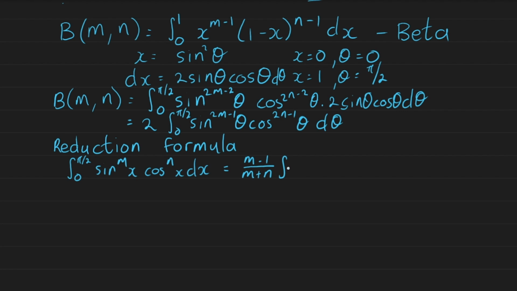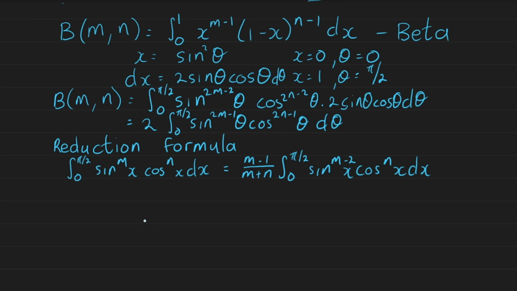times the integral from 0 to pi over 2 of sine^(m minus 2) times cos^n x dx. So how is this derived? Well, this is derived using integration by parts.